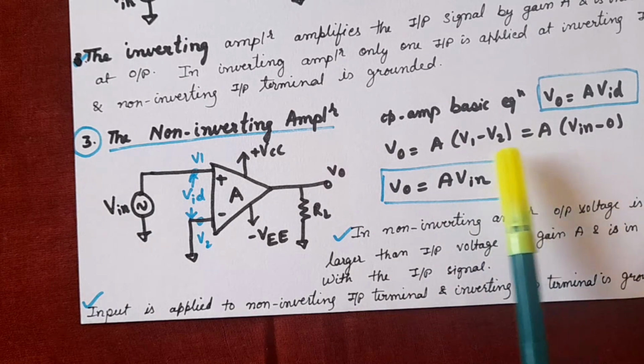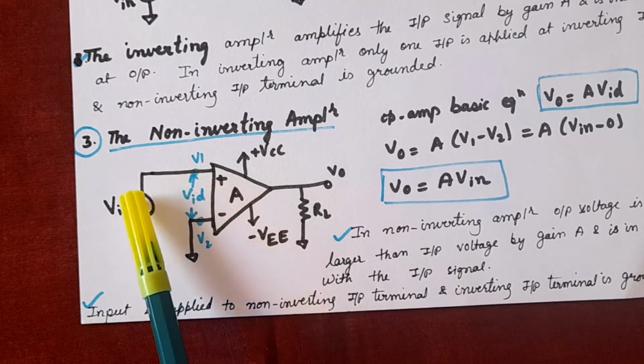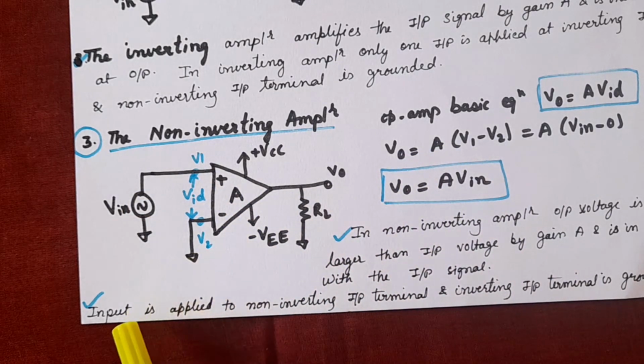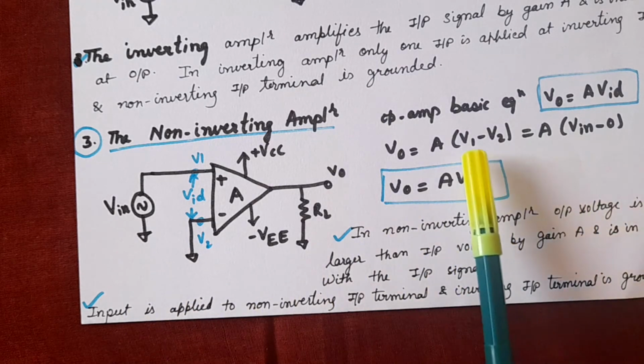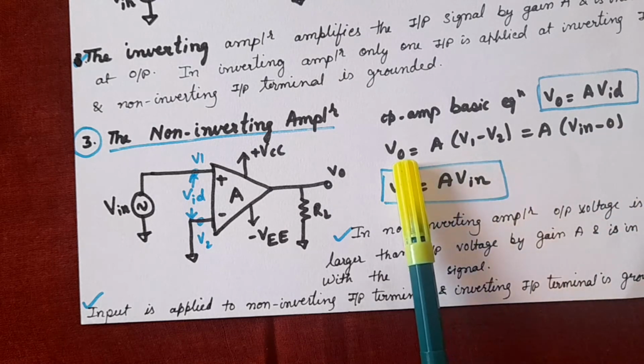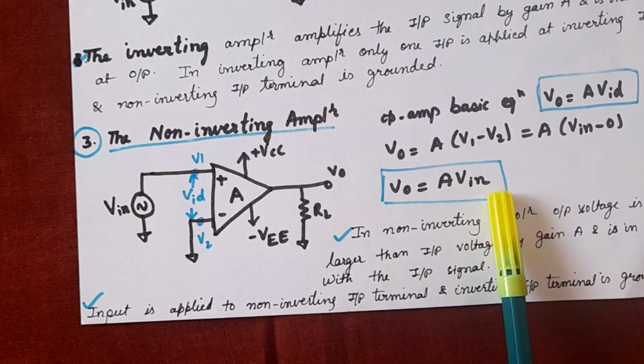What is the V1 value? V1 is Vin and V2 is 0 because it is connected to ground. V1 is Vin, V2 is 0. So we get V0 is equal to A times Vin.